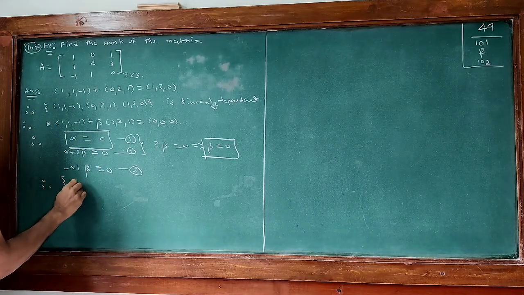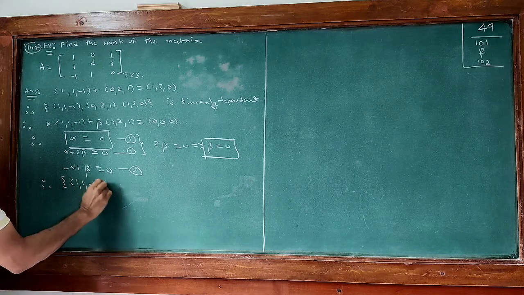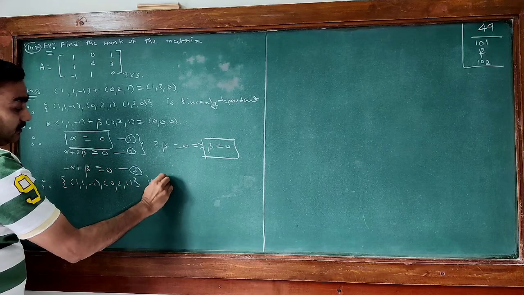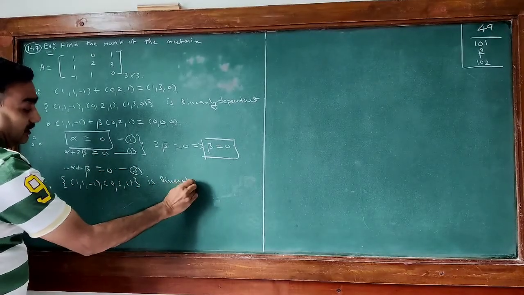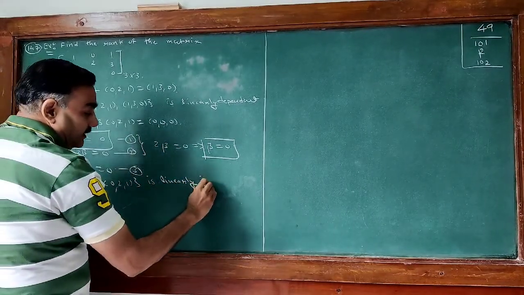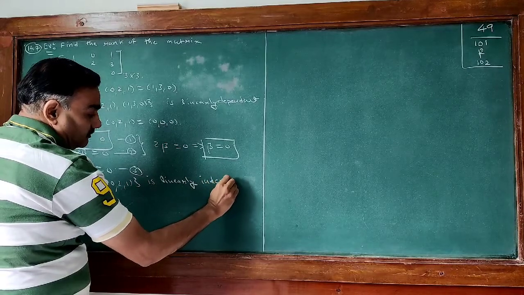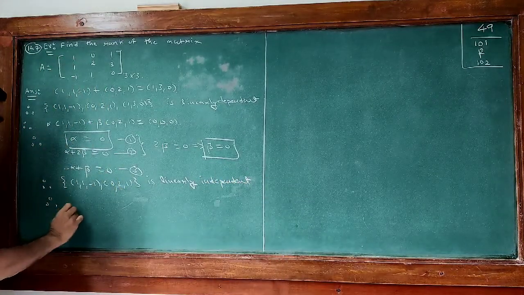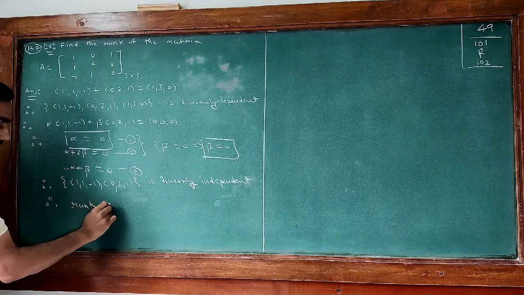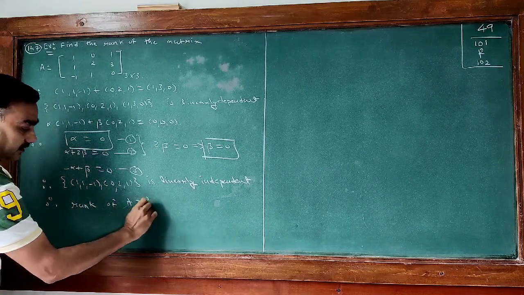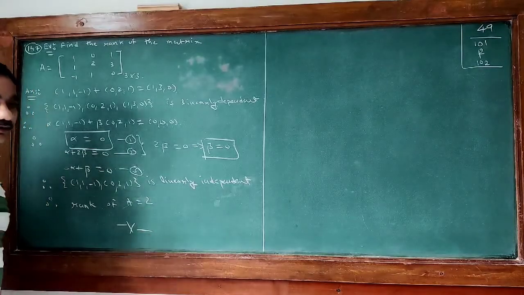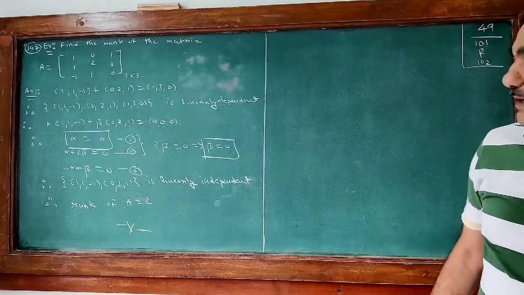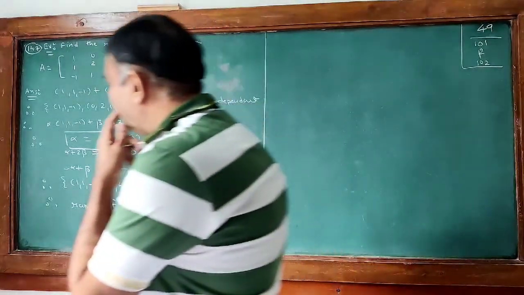Therefore 1 1 minus 1 and 0 2 1 are linearly independent. Therefore rank of A is 2. So the half answer is okay, but we have yet to do it by row reduced echelon form.